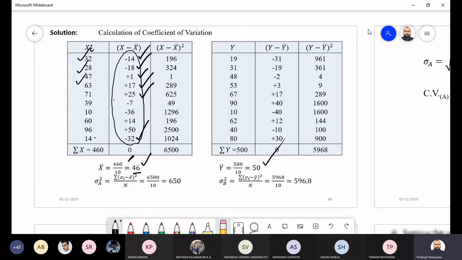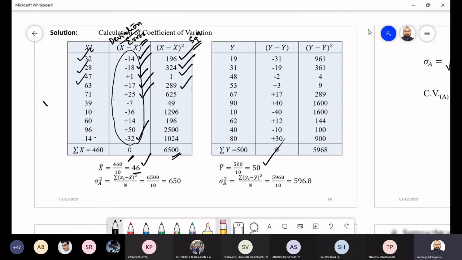For the standard deviation or the variance, we need to take the square of the error. This is nothing but your error term. You need to take the deviation and square it. So minus 14 squared is 196. All will be positive; there will be no negative term. Now the sum of the squares of the deviations is 6500.